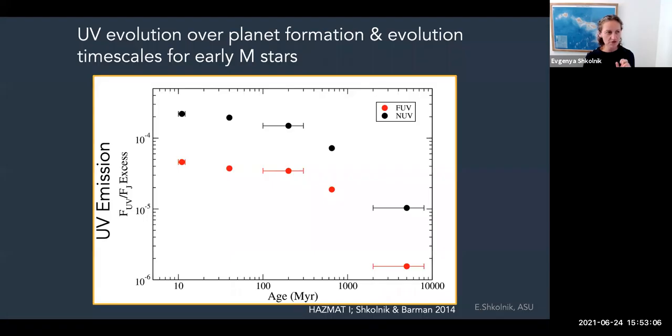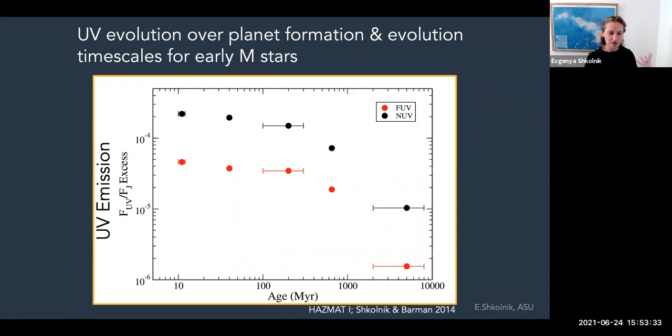So I'll show you a few of the results very briefly. There are more papers out there than I have time to talk about, but one of the first results, from back in 2014, is we looked at the evolution of the far UV and near UV using GALEX photometry of a bunch of stars with known ages. These are known young moving group members, and so we know their ages fairly well.